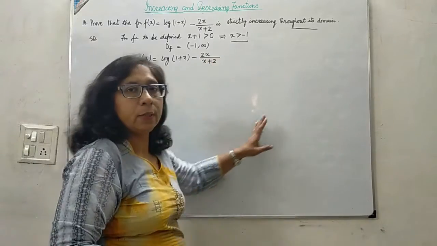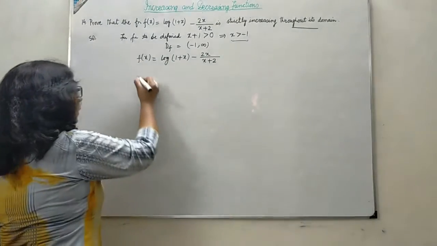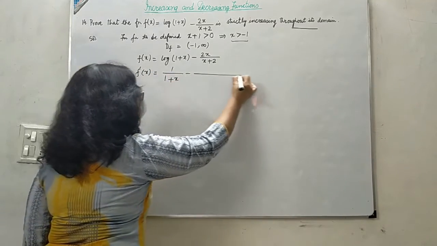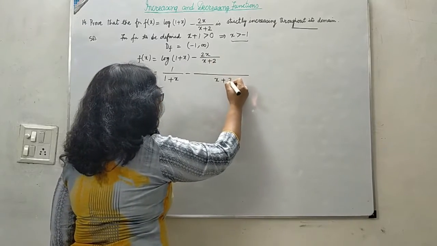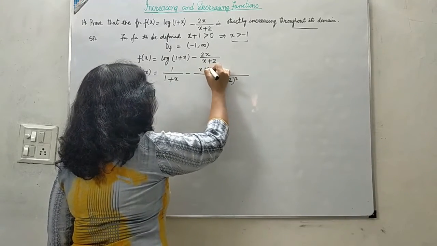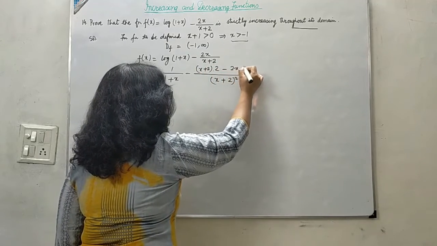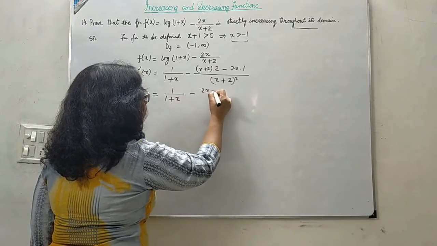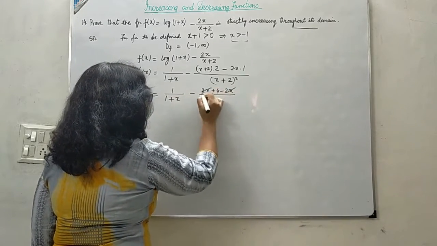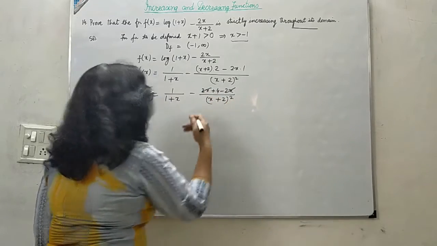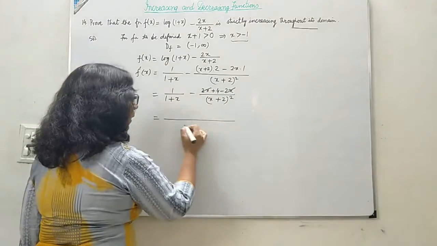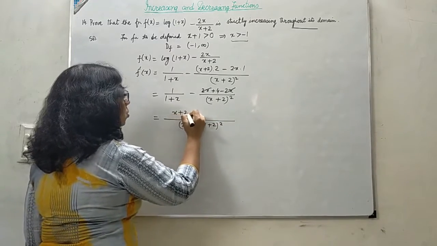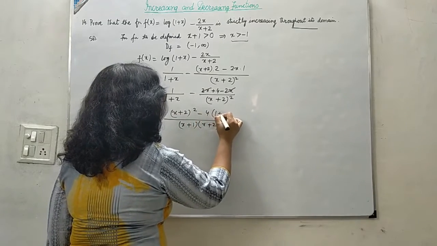Now let me take the function as log(1 + x) - 2x/(x + 2). If we apply the procedure we have discussed earlier, the first step is taking the derivative. This is 1/(1 + x) minus, by applying the quotient rule, [(x + 2) into 2 minus 2x into 1] over (x + 2) whole square. That gives 1/(1 + x) - (2x + 4 - 2x)/(x + 2)^2, where the 2x terms cancel. To simplify further, I will take the LCM as (x + 1)(x + 2) whole square. This is (x + 2)^2 minus 4 into (1 + x).